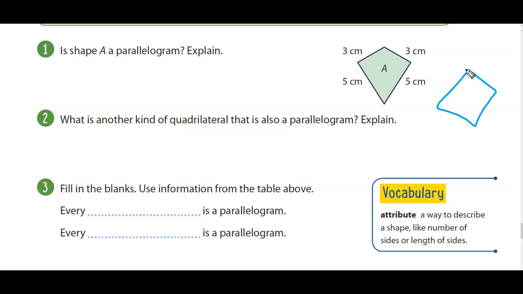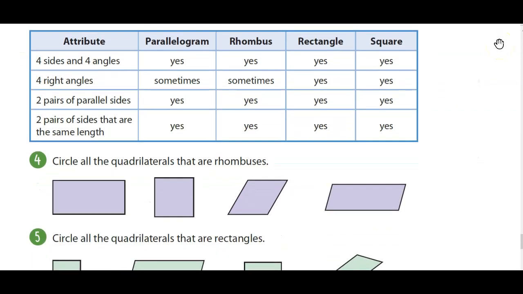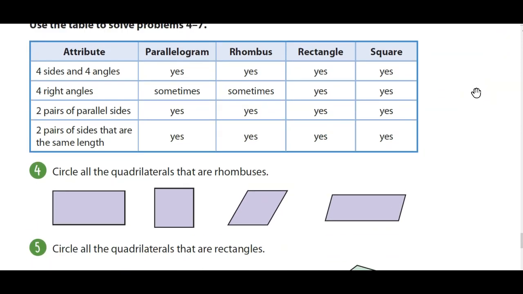A rhombus. So a parallelogram, let's go over this chart. A parallelogram has four sides and four right angles? Has four right angles? Sometimes. A rhombus also has sometimes. But a rectangle and a square, they both have four right angles.